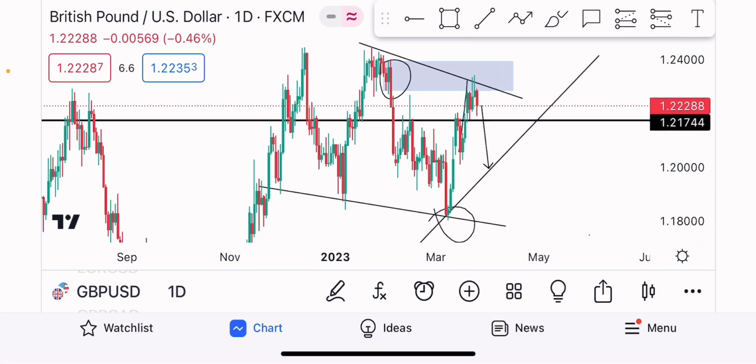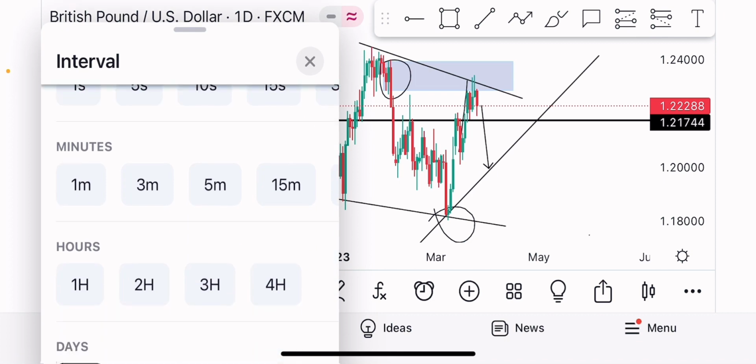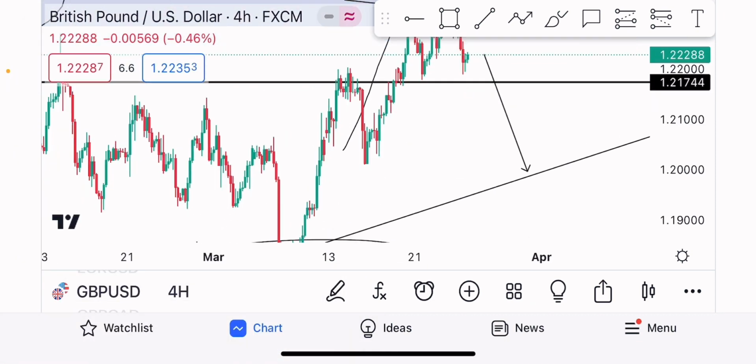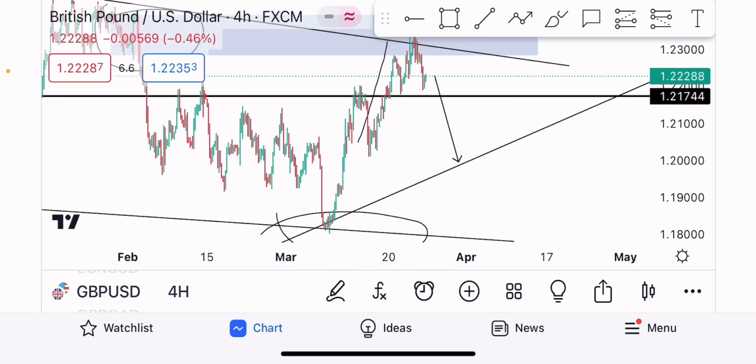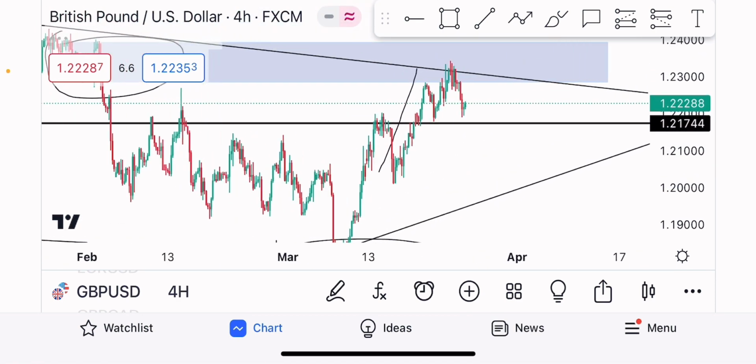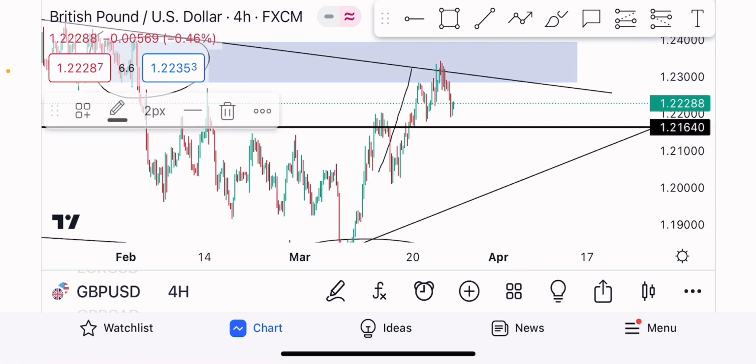So we'll go down to the four-hour time frame. On the four-hour time frame, what do we have? What is the four-hour time frame telling us? What is the market formation in the four-hour time frame?